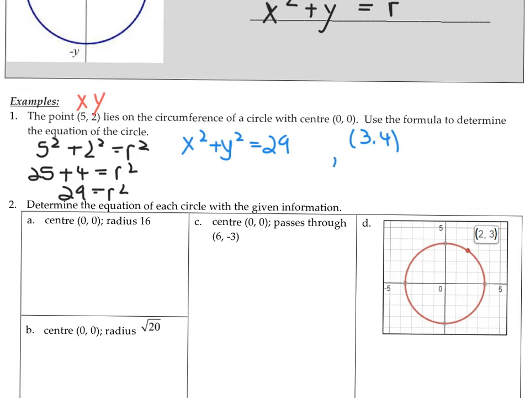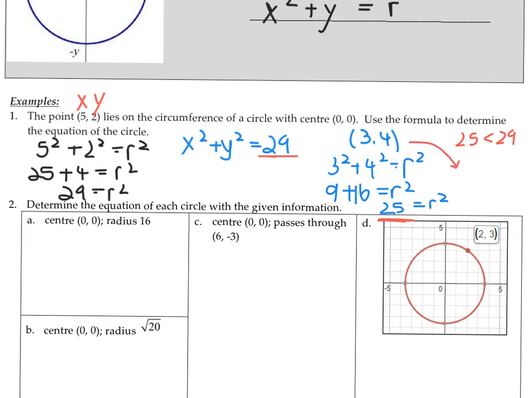So I'm going to do 3 squared plus 4 squared equals r squared, and that's 9 plus 16 equals r squared, which is 25. And now I would be comparing 25 to 29. 25 is less than 29, which would mean this point is inside this original circle that was described to us.